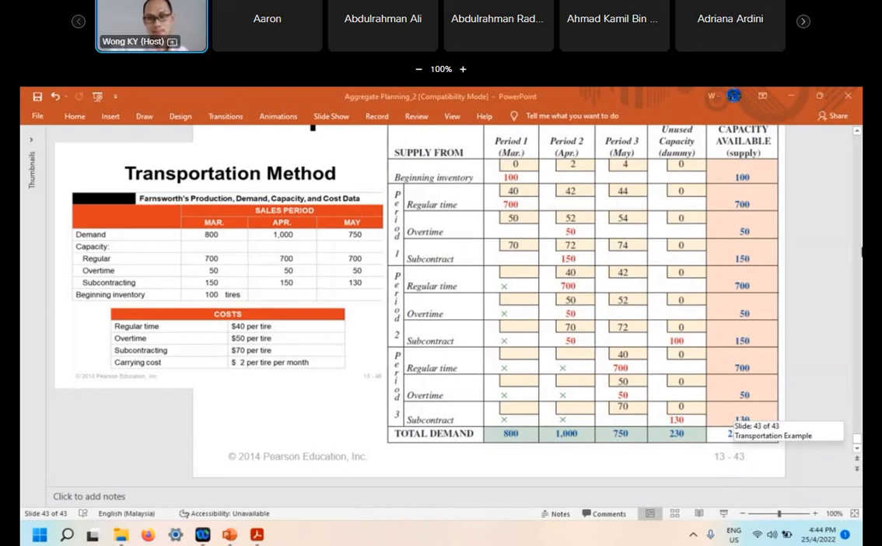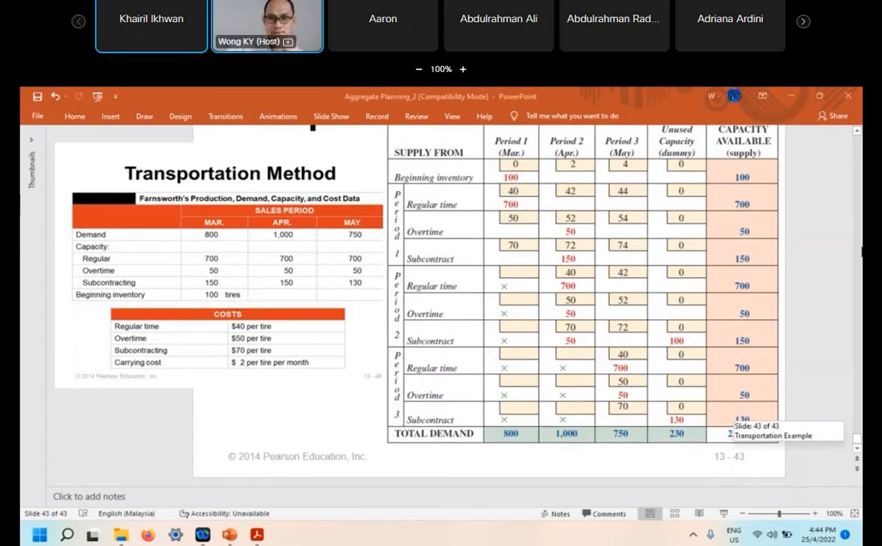Raja, I have also a question. About the period 2 for the subcon, we cannot overlap, right? So does that apply for other like regular and overtime also? Yeah. Okay, for example, if you have overtime here already, then don't assign over here. Or you subcon over here already, then don't subcon over here.